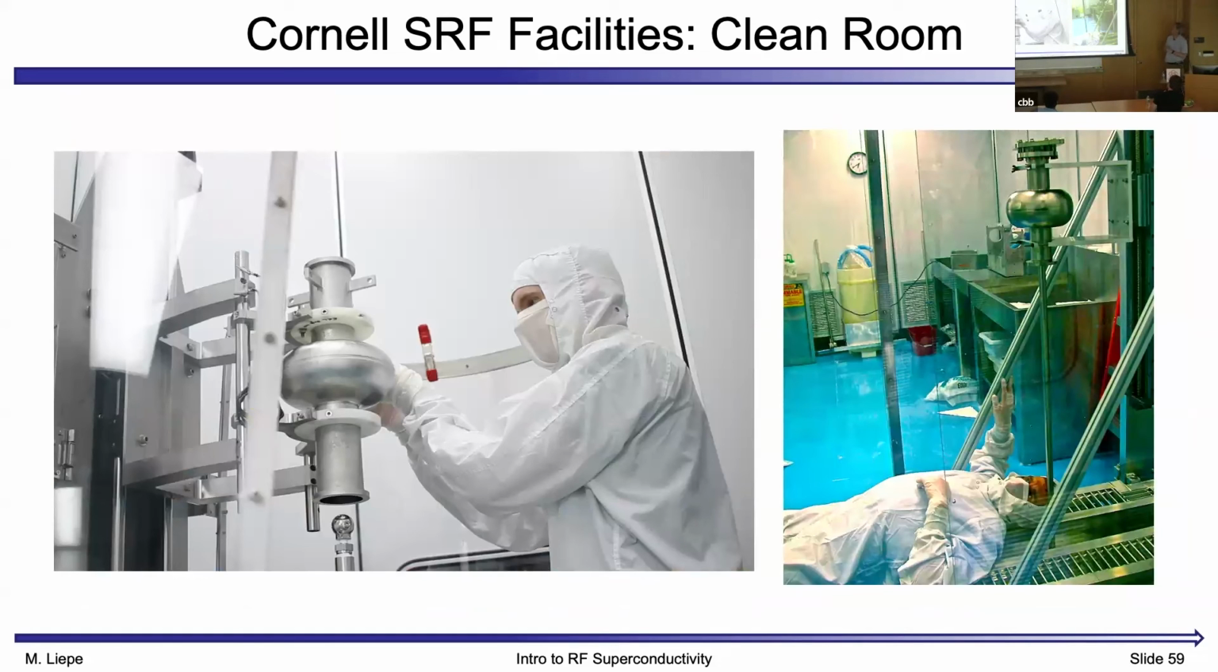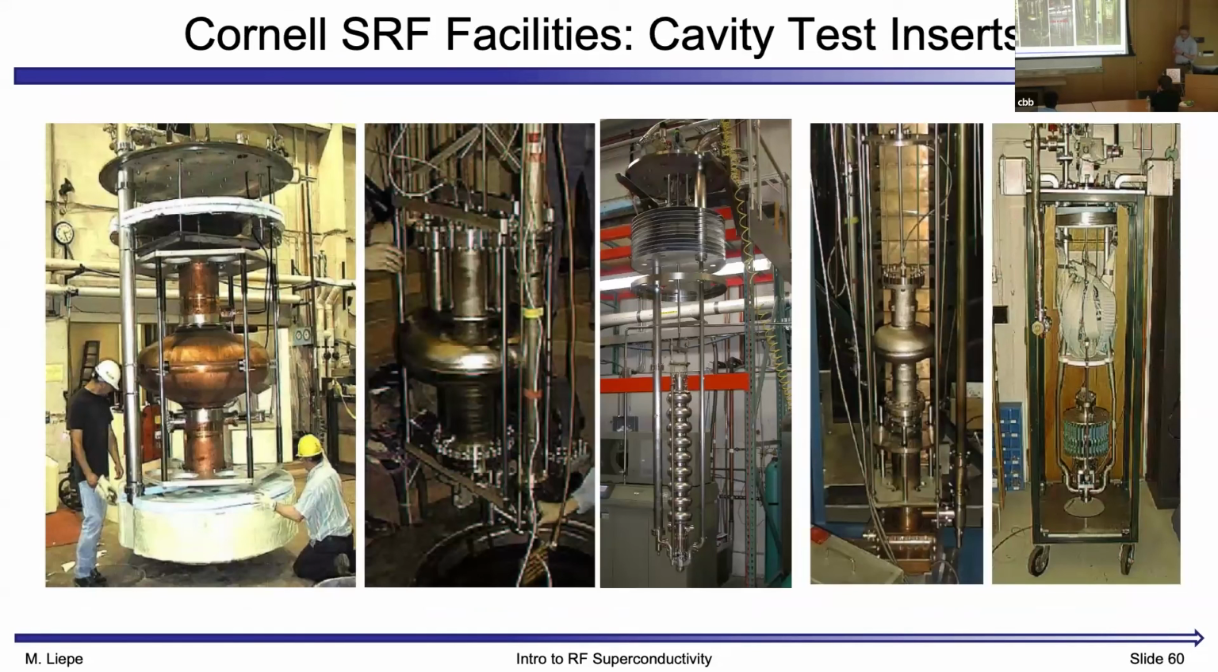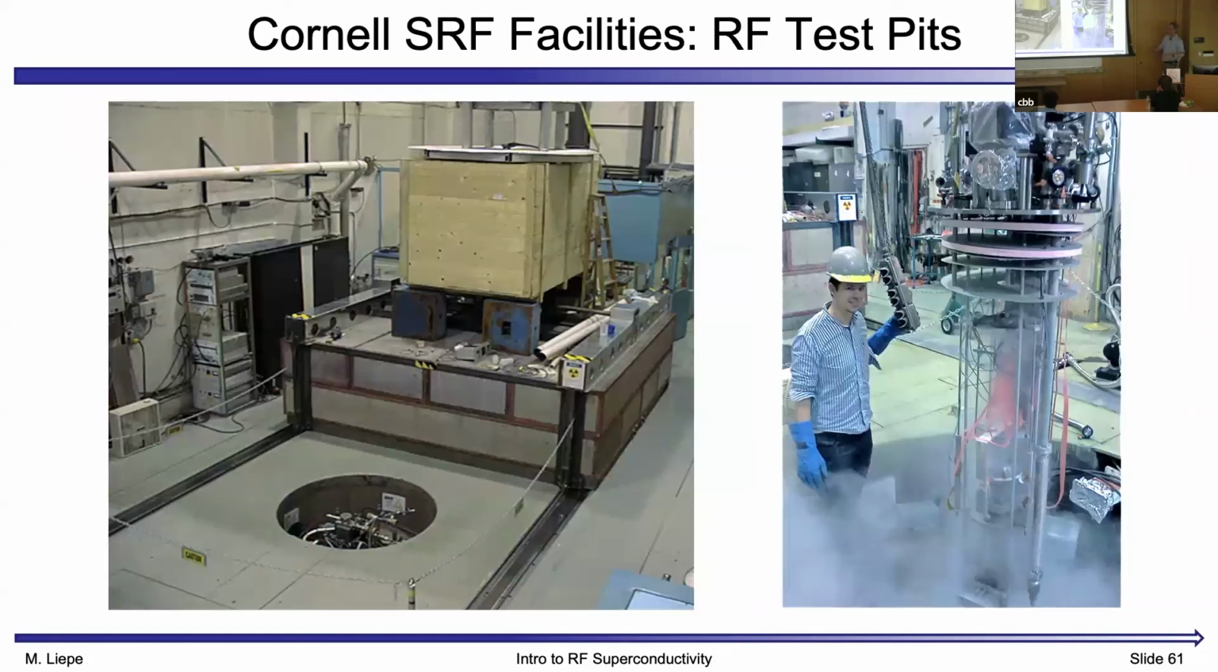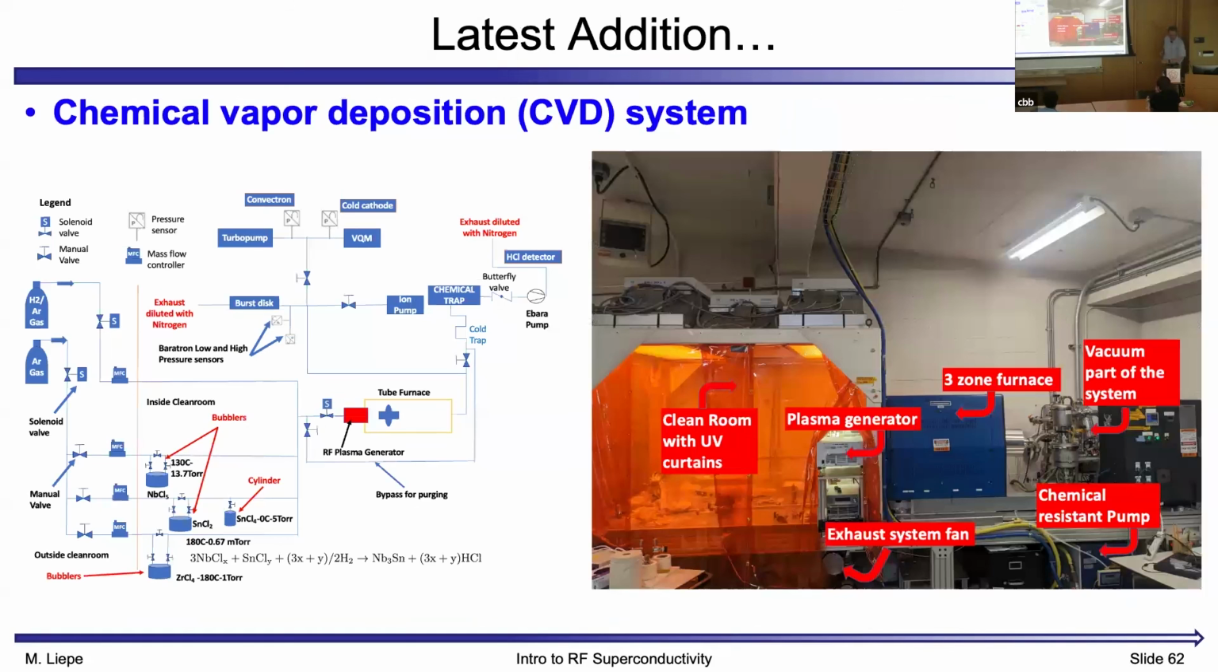That's more of the clean room where we do the cleaning. We call this high pressure rinsing. It's like a car wash system, a high pressure system with very clean water. Some more inserts here. Again, there's a test area with big holes in the floor with fire cans in there. That's where the testing happens. We're currently building a CVD system, which you have on the board. That's commissioning now. We can show you that.